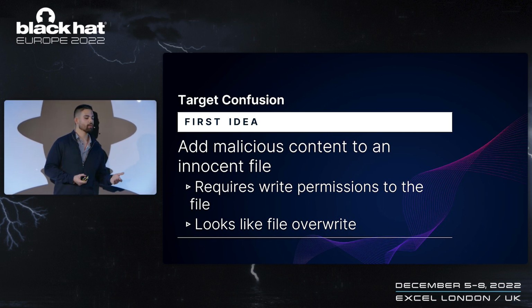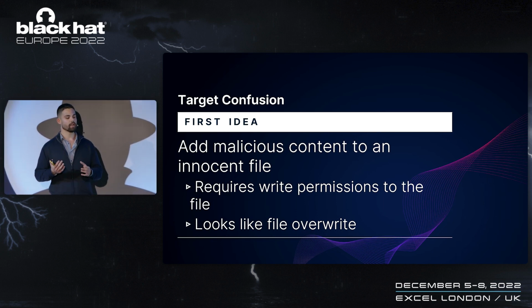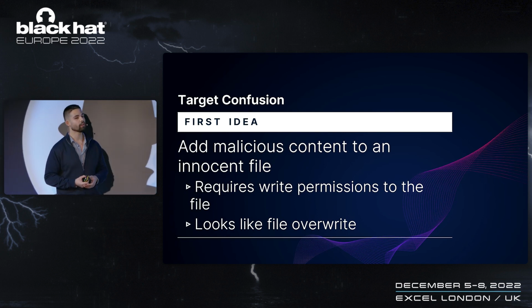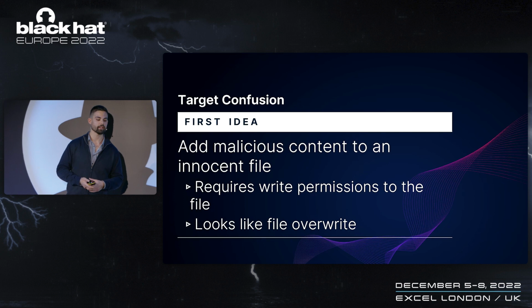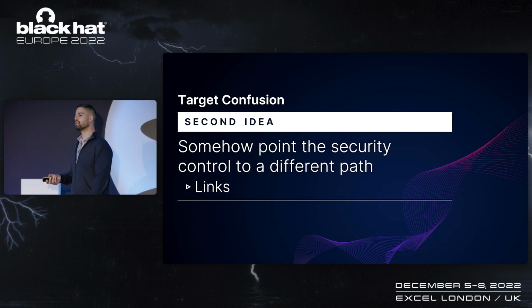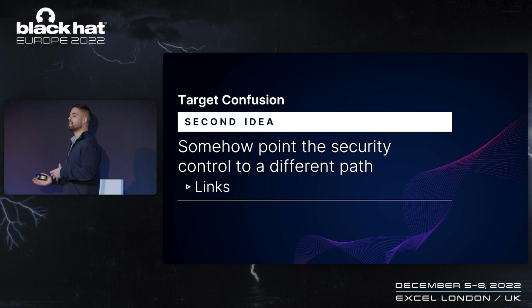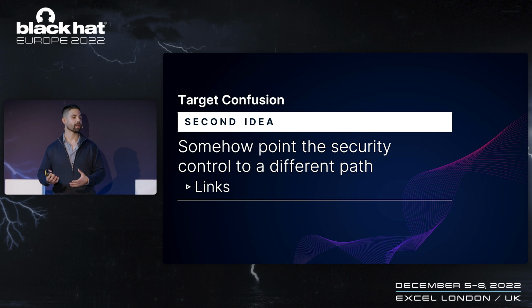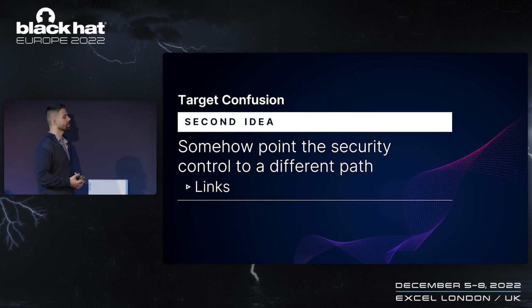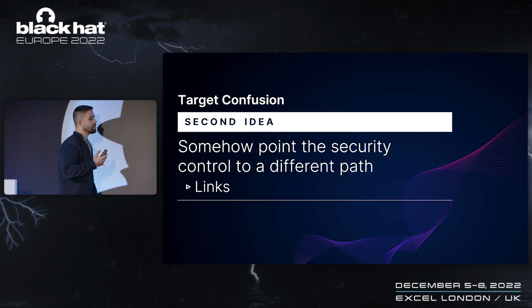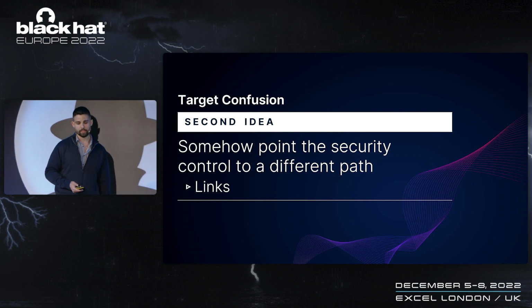And using this idea also, it seems very similar to the file override technique if we look at the API calls. So I needed to think of another idea, and the second idea was that I should probably just somehow point the EDR towards a different path to delete, while it still thinks that it deletes the original path. These vulnerabilities are usually achieved using links.